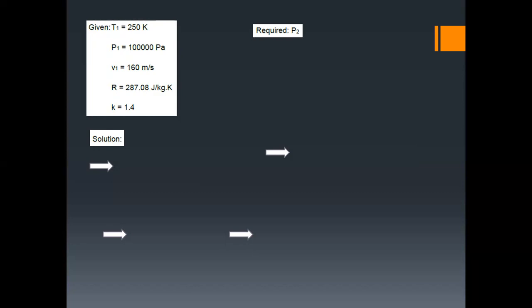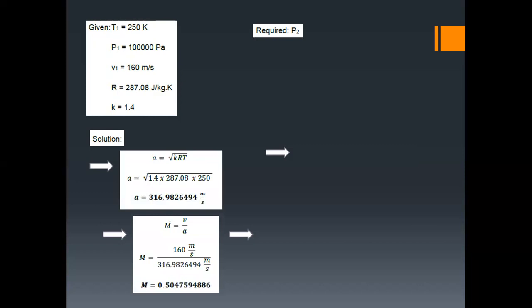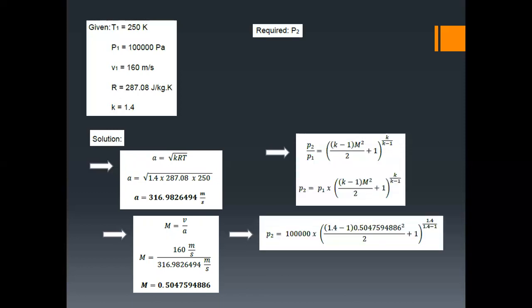So we will use the formula from our pressure-Mach number relation for isentropic flow. First, find the speed of sound so we can get our Mach number. Since we are given the speed, we'll get our Mach number, which is 0.5759886. Store it in a variable, and then input it into the formula to find P2, the pressure at the stagnation point, from point 1 to point 2.